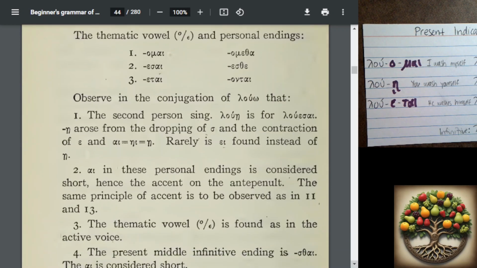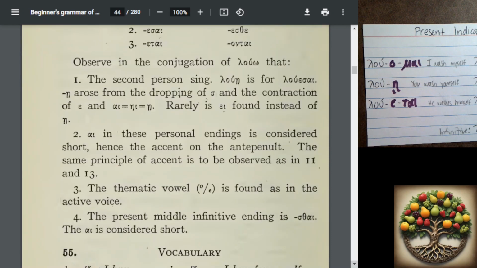Now we're going to make some observations of luo. In the second person singular, we have lue, which is for luesai. And the eta with the subscript is arising because some of these letters are contracting and dropping out. The sigma is going to drop out, and then there's a contraction of the vowels that are remaining. AI in these personal endings is considered short, hence the accent is on the antepenult.